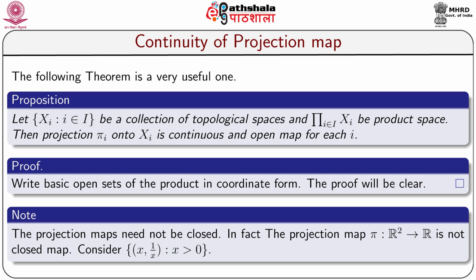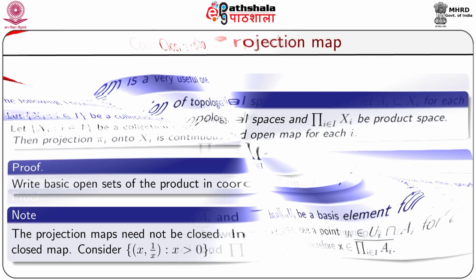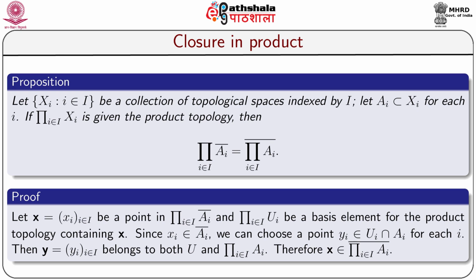In this connection, one can note that projection maps are not necessarily closed, though projection maps are necessarily open. This result about the closure will be required for the next result. Let X_α, α belongs to I, be a collection of topological spaces indexed by capital I, and let A_α be a subset of X_α for each α.